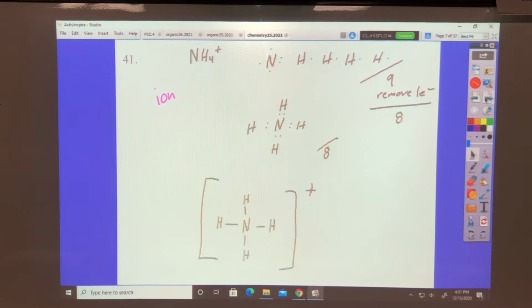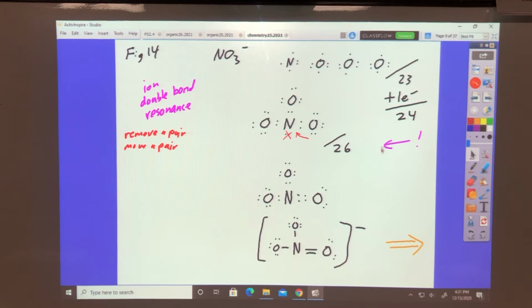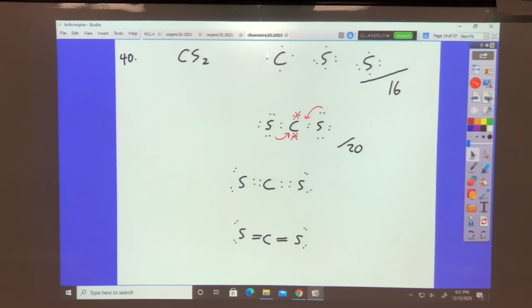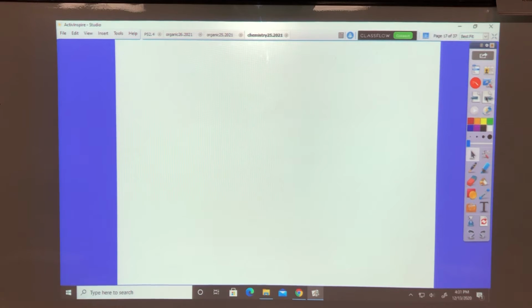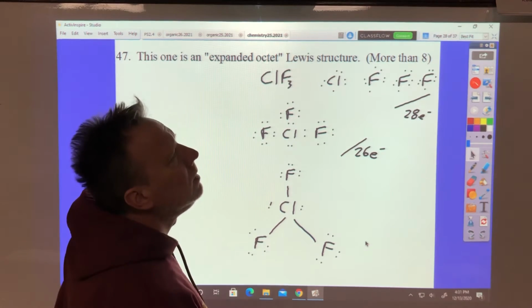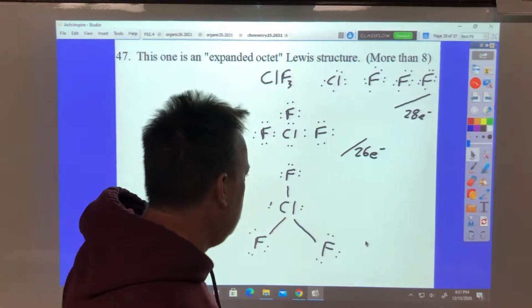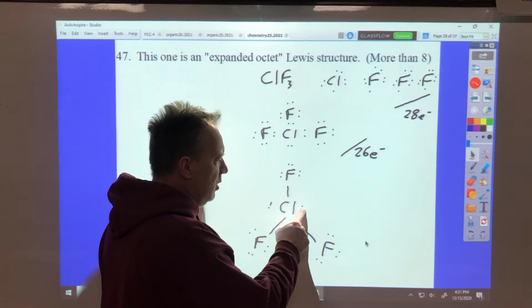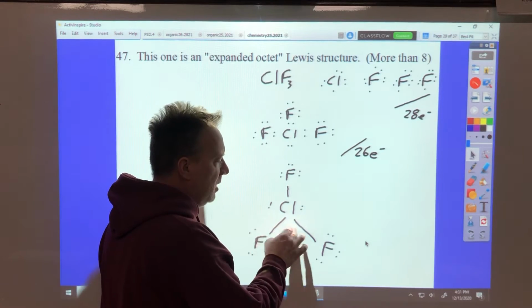Nitrogen has an octet, but it's in the second row. Carbon has an octet. But if you go off of some weird things, sulfur has an octet. Chlorine is in the third row of the periodic table and can have an expanded octet, with shared pairs of 2, 4, 6, 8, 10.